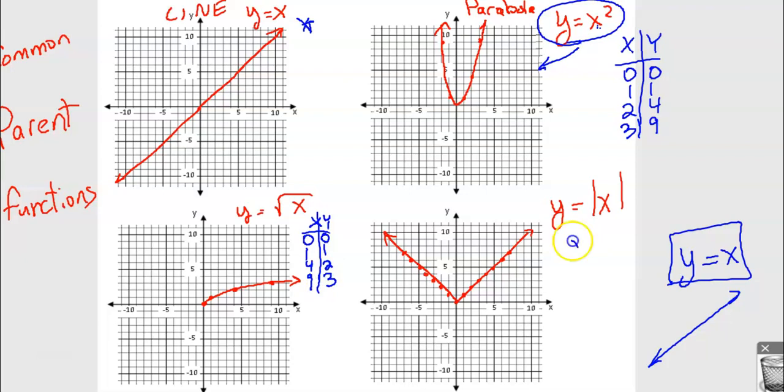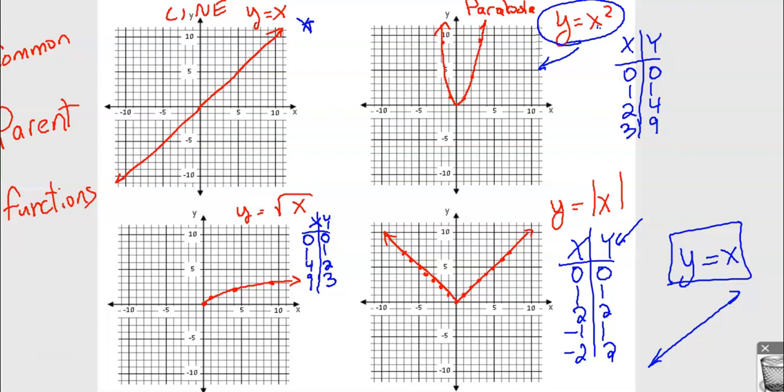And then the absolute value. Again, if we made an xy chart, put 0 in, the absolute value of 0 is 0. Put 1 in, the absolute value of 1 is 1. Put 2 in, the absolute value of 2 is 2. And the same thing with negatives. If I put negative 1 in, the absolute value of negative 1 is positive 1. Put negative 2 in, the absolute value is 2. This y column will always be positive. So the graph is going to look like a V.